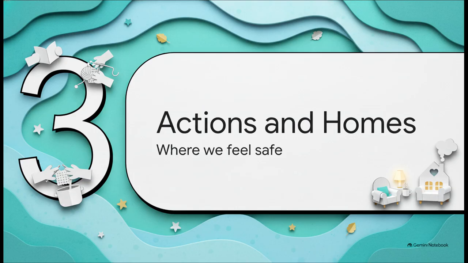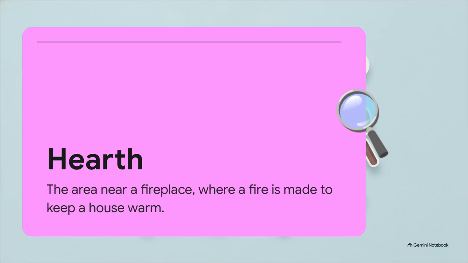So let's slow the pace back down for our third basket, actions and homes. This section is all about what we do and where we feel safe. Our first cozy word here is hearth. Let's say that very slowly together. Hearth. The hearth is the area near a fireplace, where a fire is made to keep a house warm. Can you picture it? Keep that warm fire in mind for the easy revision, area near a fireplace. Now listen to this lovely example sentence. The family sat around the hearth on a cold evening.